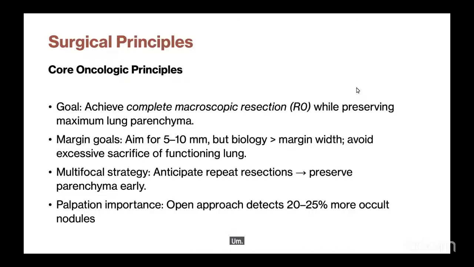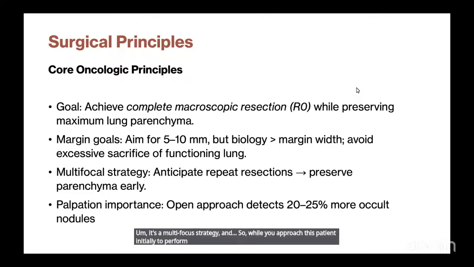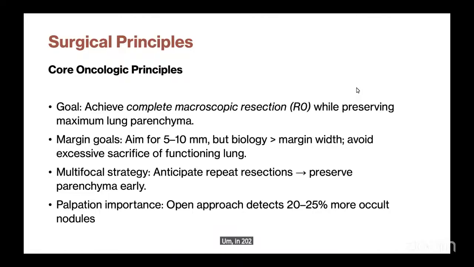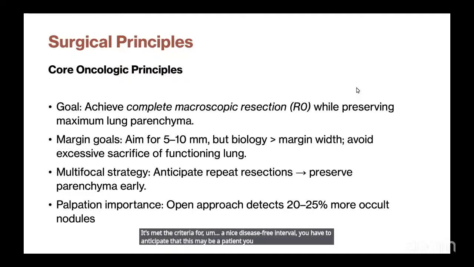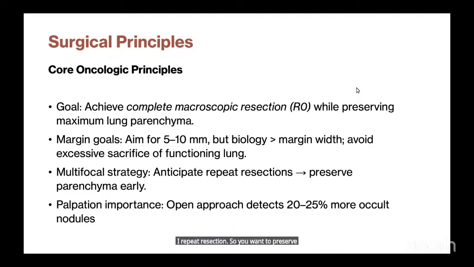It's a multifocal strategy, and while you approach this patient initially to perform a metastasectomy, in 2026 you have to anticipate that this may be a patient who, if he or she meets the criteria for an appropriate tumor biology and a nice disease-free interval, you may be asked again in the future to consider a repeat resection. So you want to preserve your parenchyma early and as much as possible.